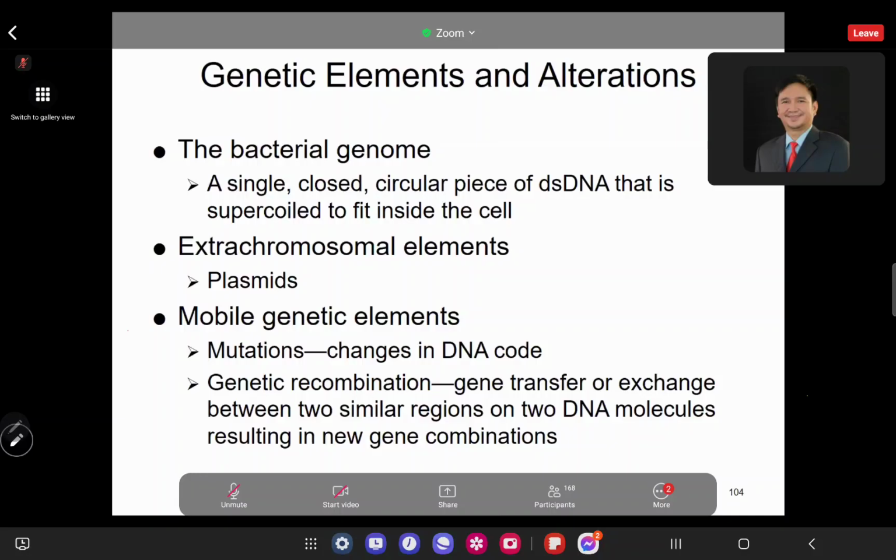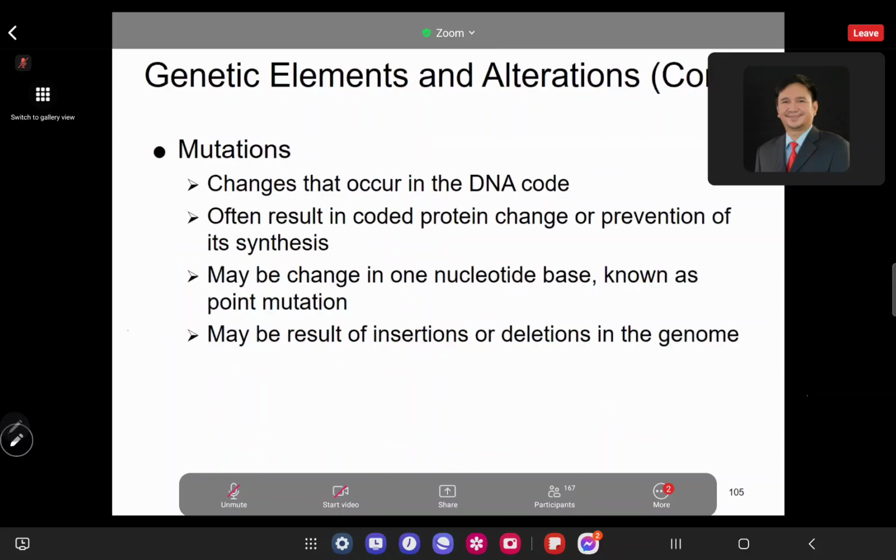So what's the medical relevance of these genetic elements in bacteria? Plasmids and mutations drive the spread of antibiotic resistance among bacteria. So that's good for them. While genetic recombination mechanisms like conjugation and transduction are key in understanding bacterial adaptation and pathogenesis.